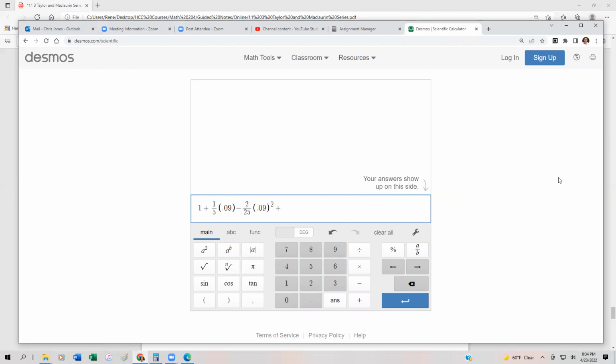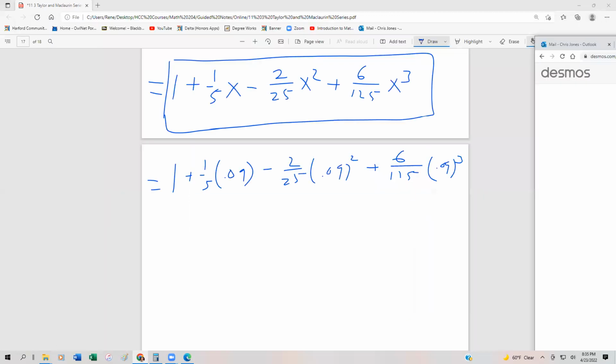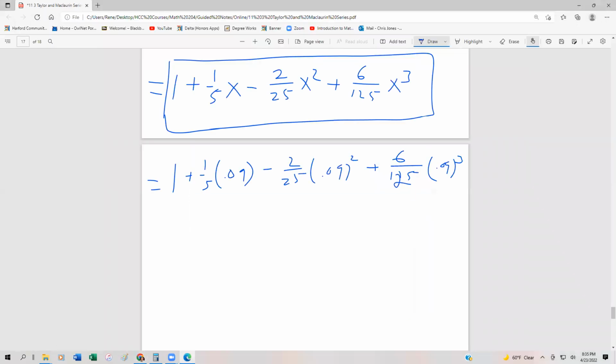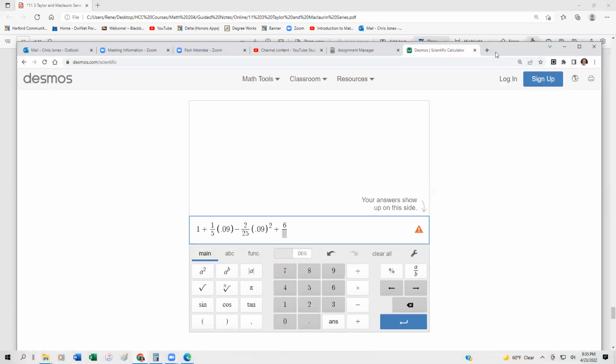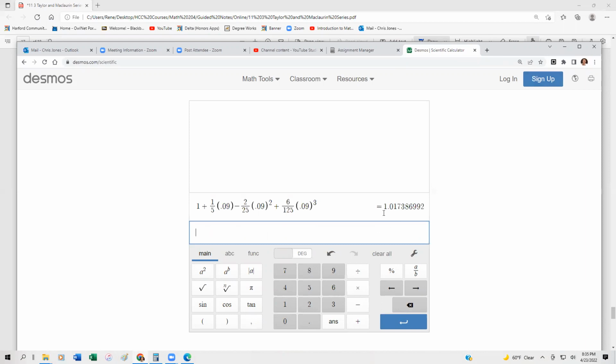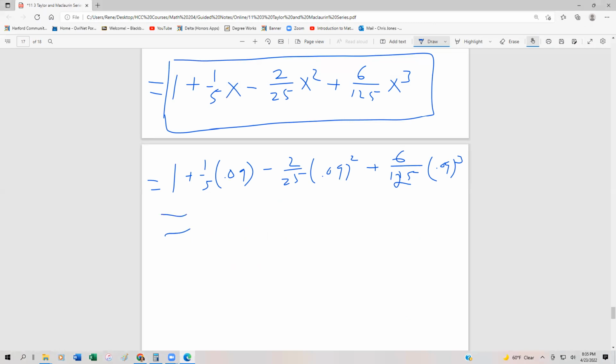And then finally we had, I believe, 6/125. Let me just verify that. Yep, 6/125. That's not 115, that should say 125. Sorry, writing on the screen's always not much fun. And 6/125 times 0.09 cubed. So when we execute that, that's 1.01738.